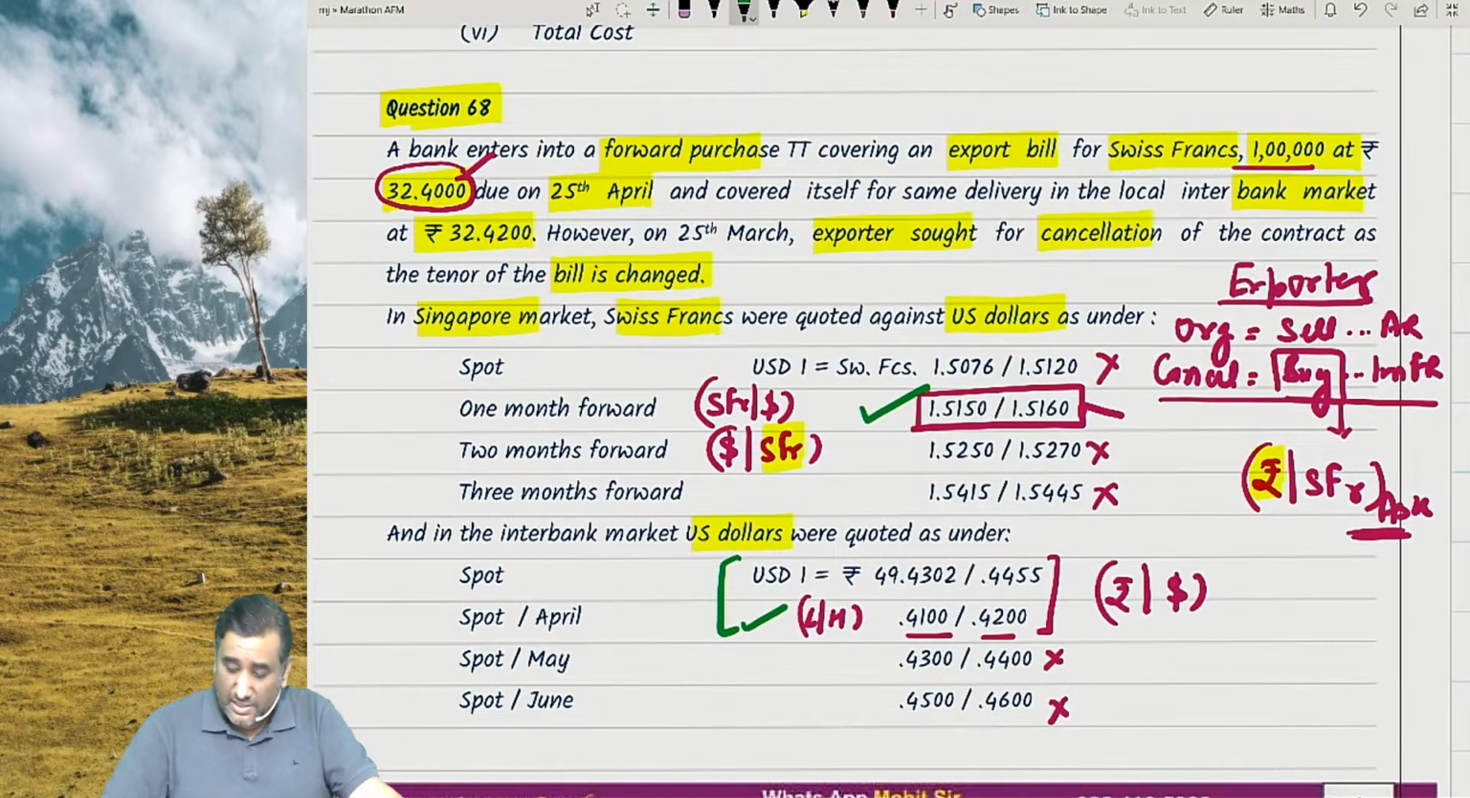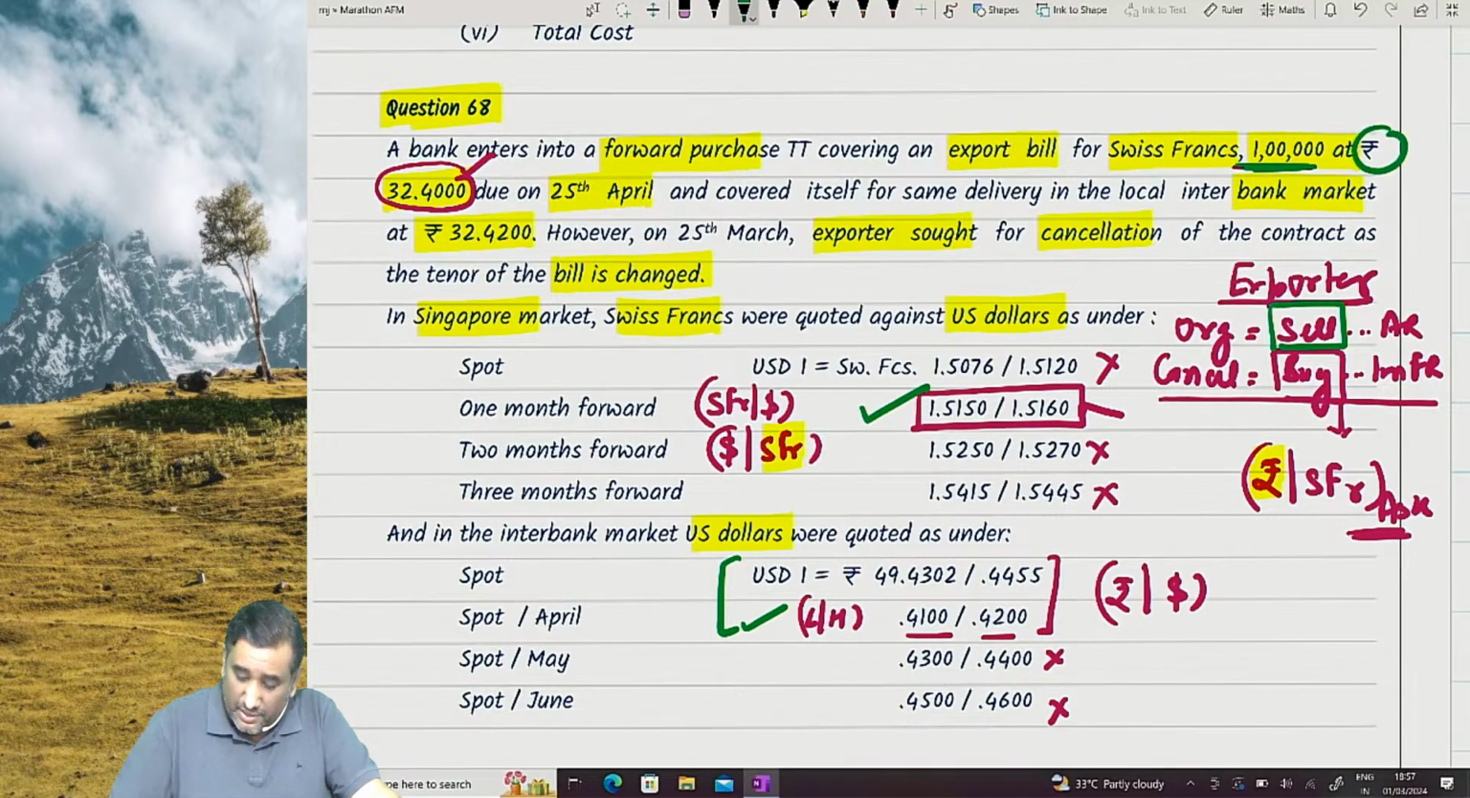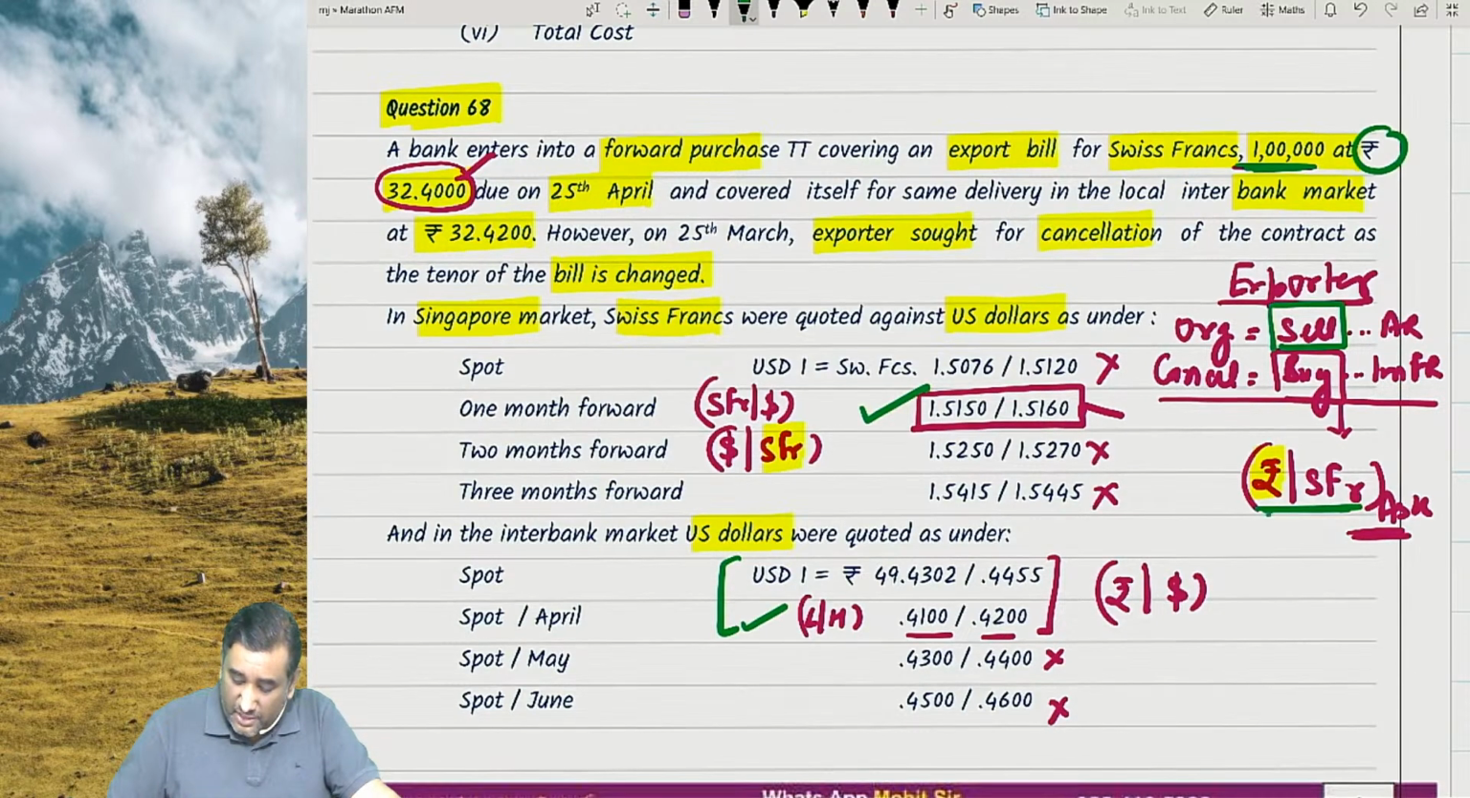Second important part is, zero period you will do the original agreement would be what? Sell Swiss franc at the agreed rate. Cancellation would be buy Swiss franc. Buying Swiss franc with which currency? Rupee. So it will be rupee per Swiss franc, what rate? Ask rate will be applying.